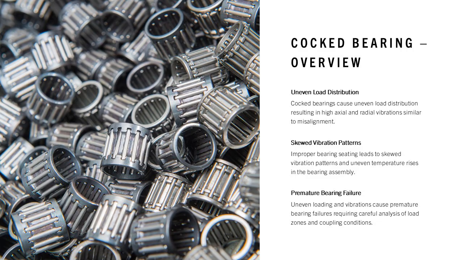A cocked bearing produces uneven load distribution, causing high axial and radial vibration that resembles misalignment. This slide describes how improper bearing seating leads to skewed vibration patterns, uneven temperature rise, and premature bearing failure. Differentiation requires examining load zone patterns, directional vibration behavior, and coupling condition.